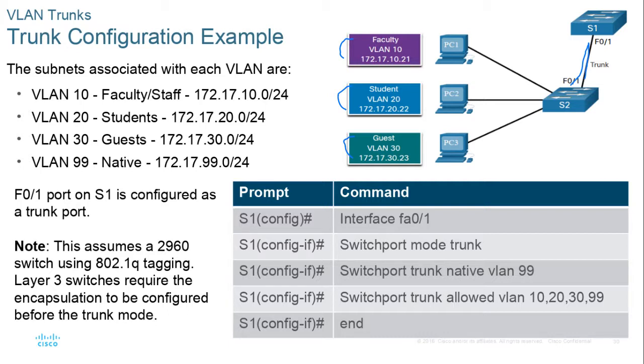So the faculty that are in VLAN 10, they have a 10 in their IP address. The students that are in VLAN 20 have a 20 in their IP address. The people that are in the guest VLAN have a 30.